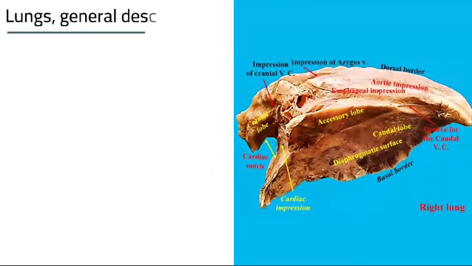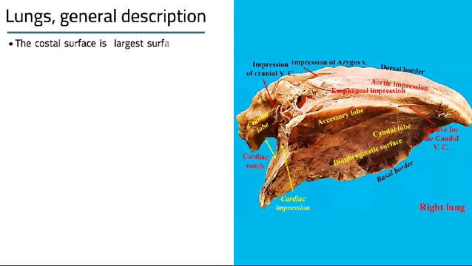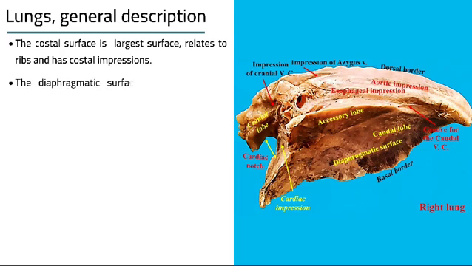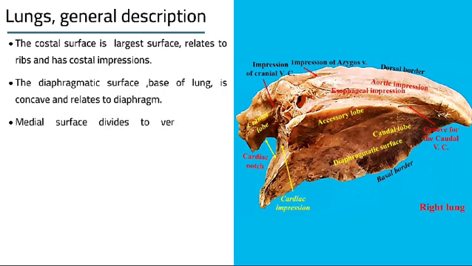Surfaces of lung. The costal surface is the largest surface, relates to ribs, and has costal impressions. The diaphragmatic surface, the base of the lung, is concave and relates to the diaphragm. The medial surface divides into vertebral and mediastinal parts.